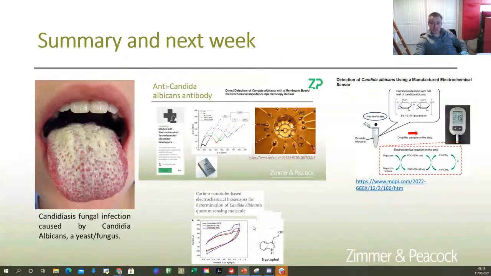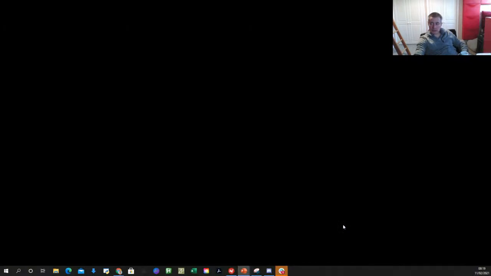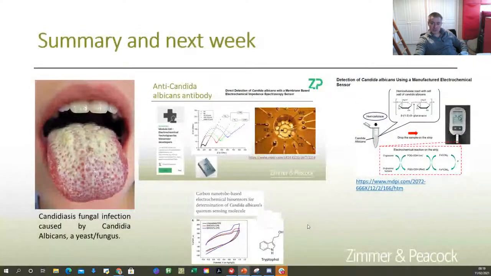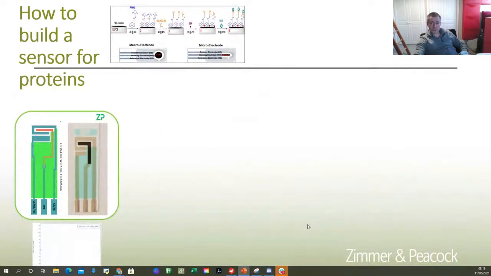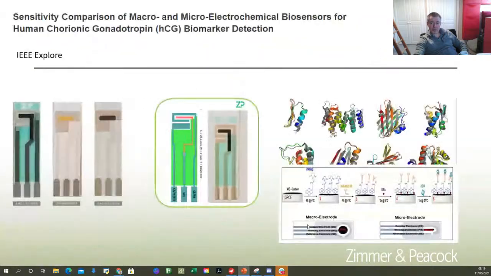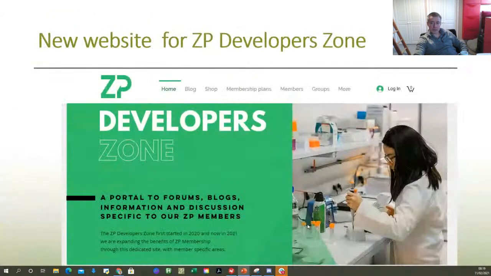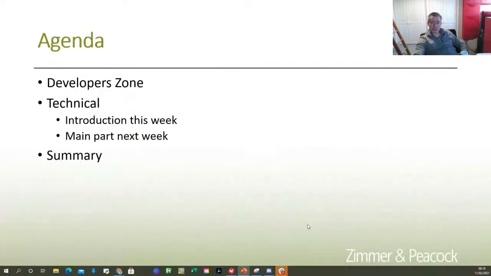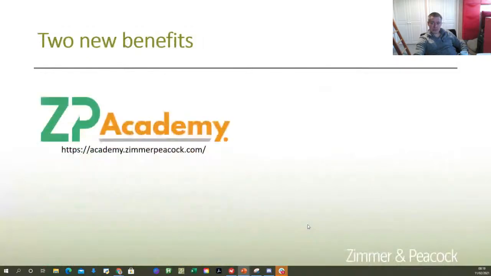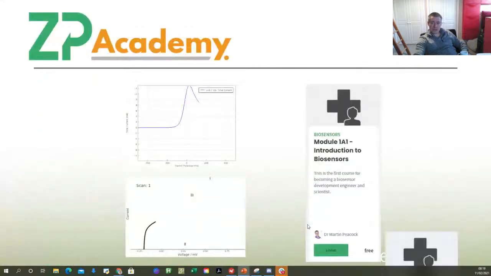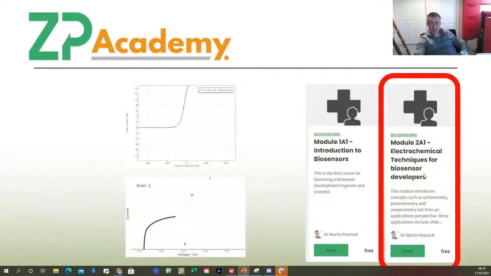So we're going to talk about these three strategies next week, and I'm just going to zoom in a little bit and say, whoops daisy, there's a particular course that's probably worth having a look at before next week. I am going to use next week as an excuse to revise impedance spectroscopy. There's a particular course on the ZP website called Electrochemical Techniques for Biosensors Developers that's worth looking at.